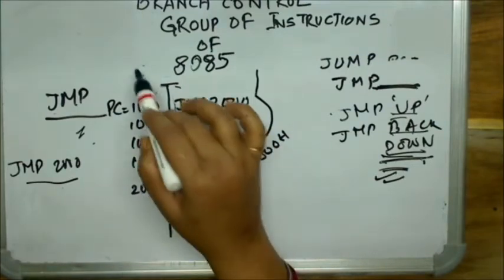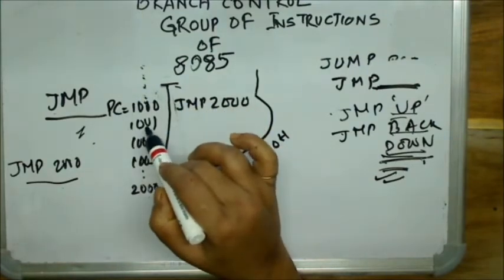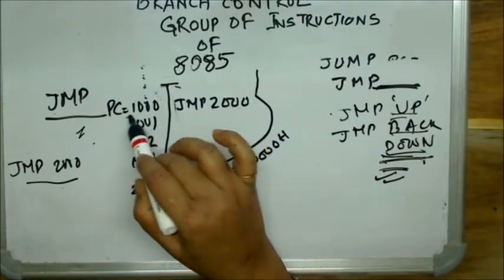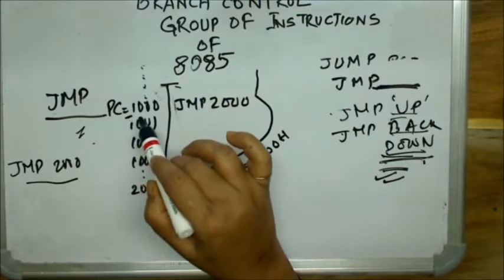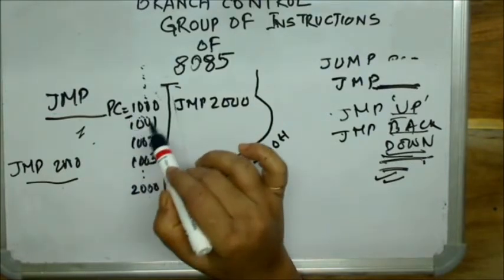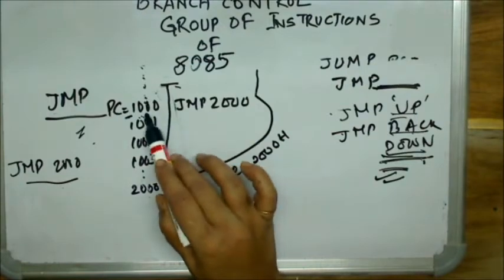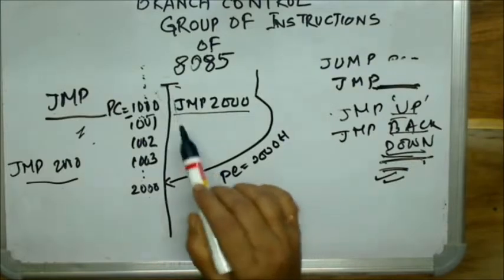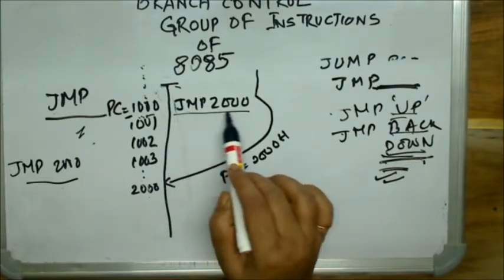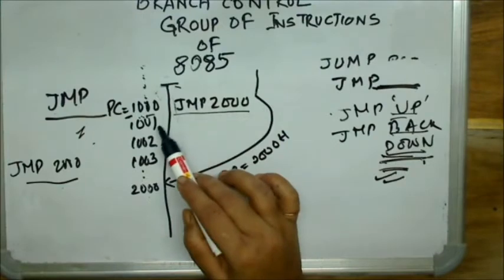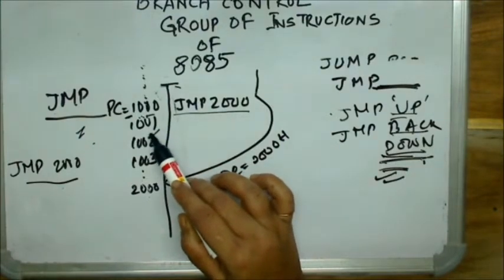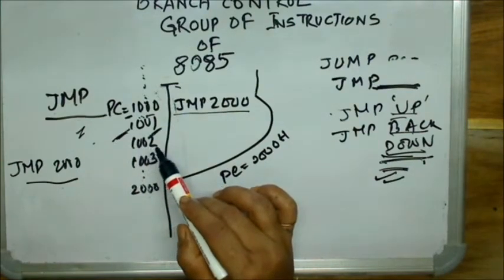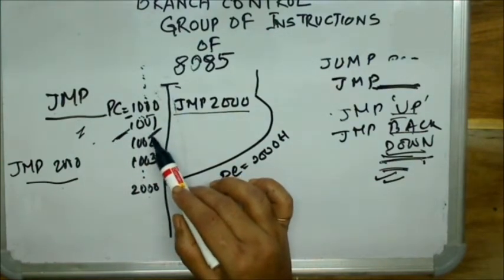Now the program was going in a sequential manner. Now here you see, the microprocessor has reached here, and the program counter is 1000H. As soon as the instruction jump 2000H is fetched, the program counter will be incremented to 1001H, assuming that the program is going in a sequential manner.